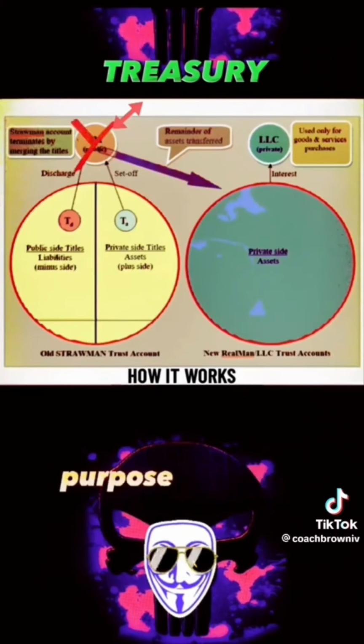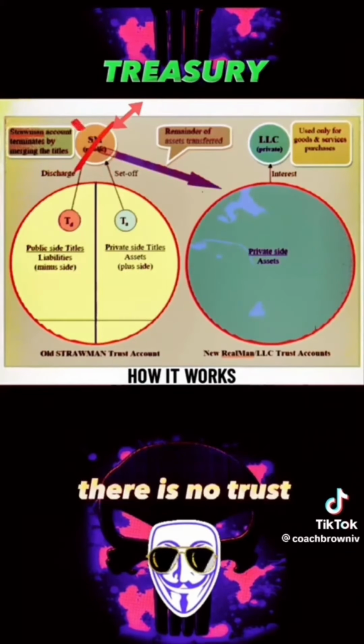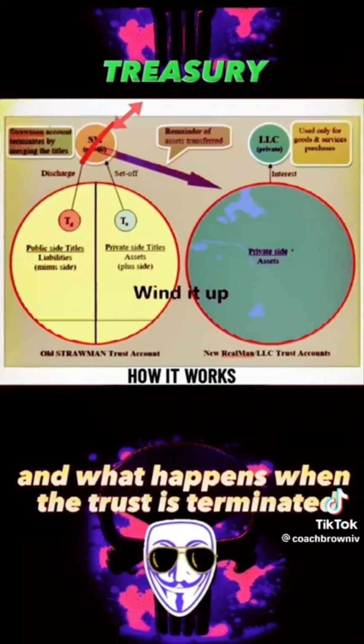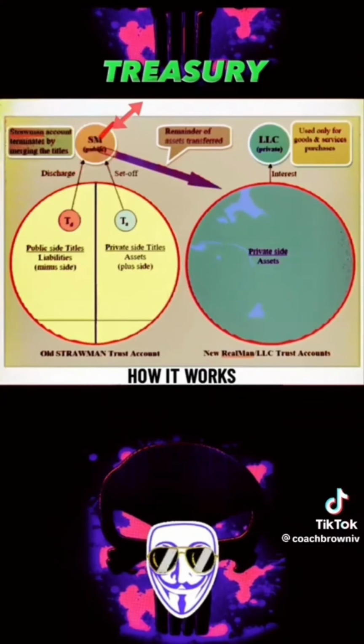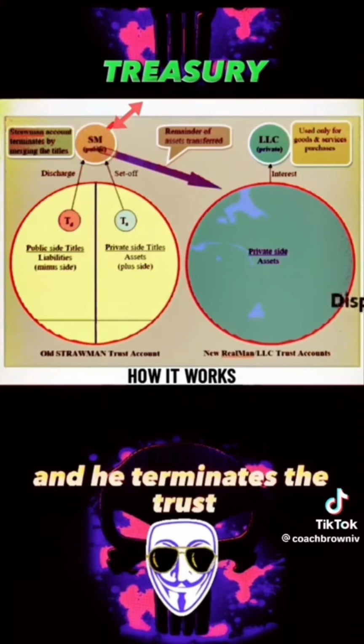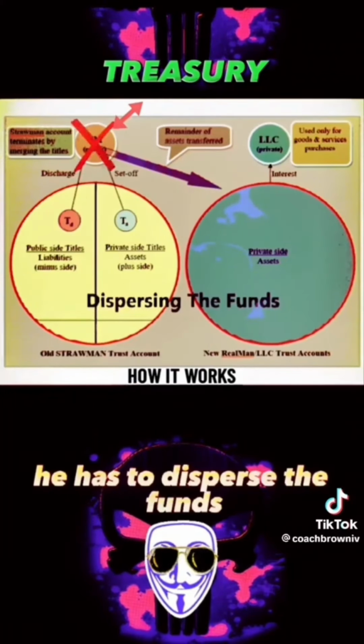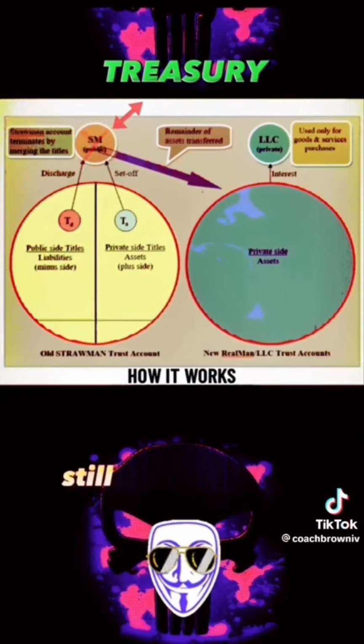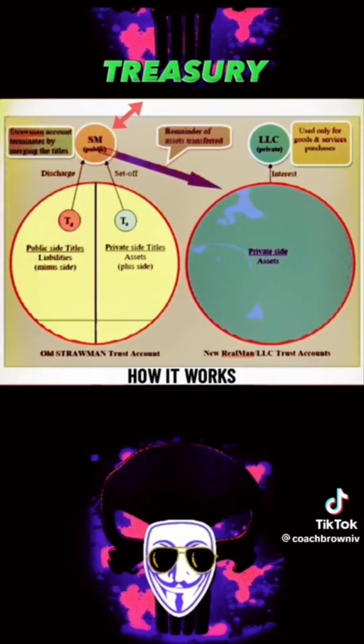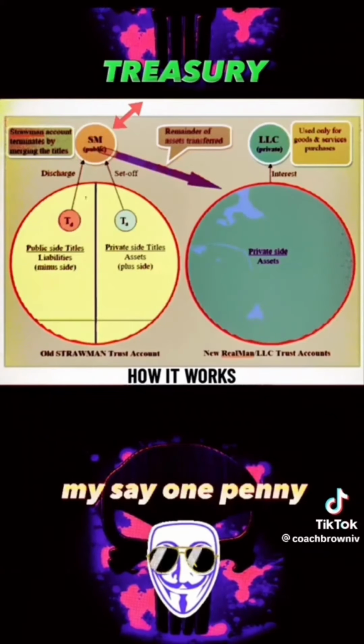The trust purpose has been fulfilled. There is no trust. And what happens when the trust is terminated? The trustee must wind it up. He winds up the trust and he terminates the trust. In other words, he has to disperse the funds. The real money, still being held in private, minus, say, 1 penny.